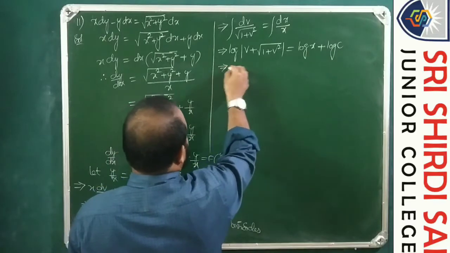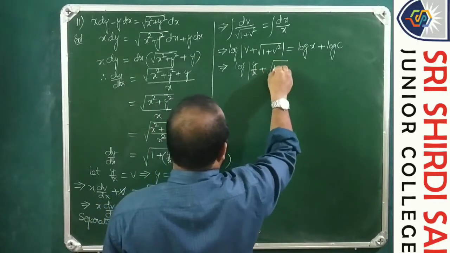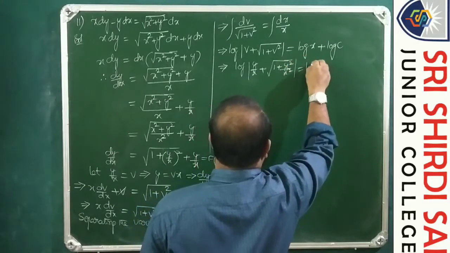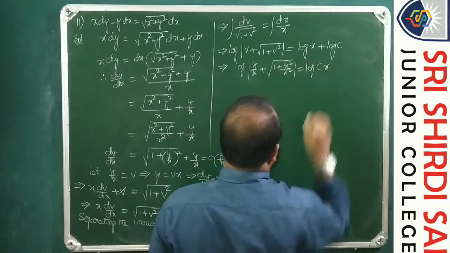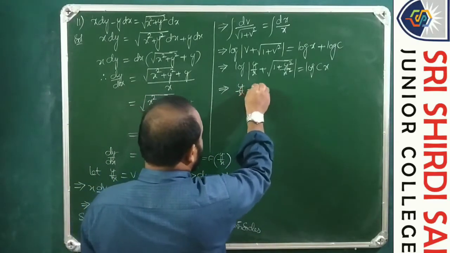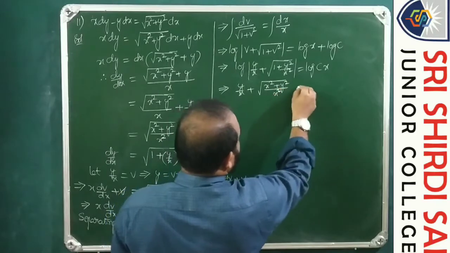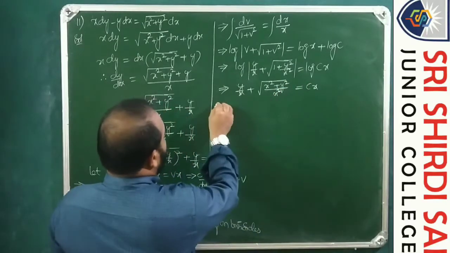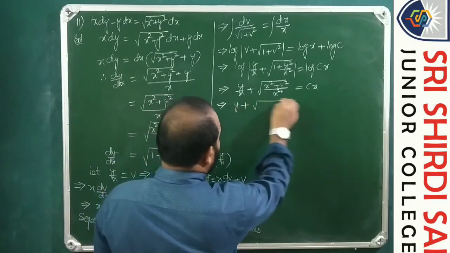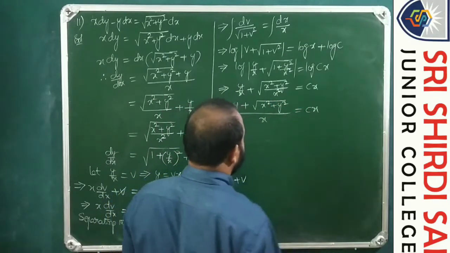Now this is equal to log of v, which is y by x, plus square root of 1 plus y square by x square, is equal to log a plus log b is log ab, so log cx. If you remove log on both sides, then we get y by x plus square root of x square plus y square by x square is equal to cx. Now if you find the LCM here, then it would be y plus square root of x square plus y square by x is equal to cx.